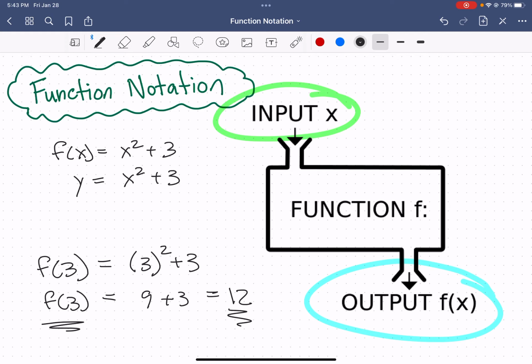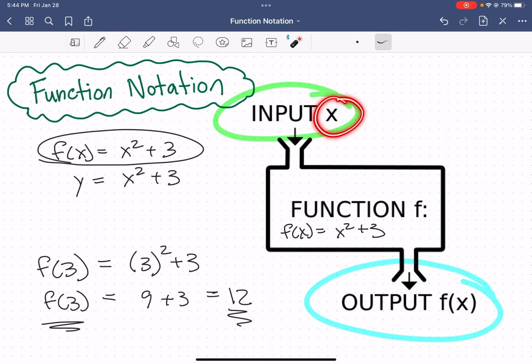So the function, again, this is the machine, that's the rule. This is how we write the rule. We write the rule generically with the x. We say f of x equals x squared plus 3. That's the rule, but then depending on what particular x we put in will depend on what particular f of x output comes out.